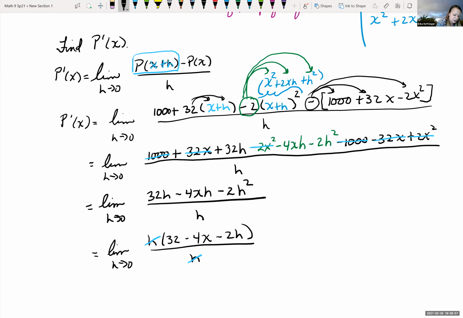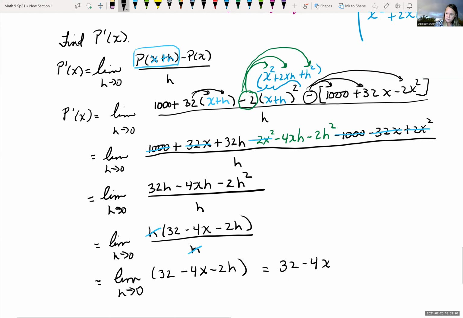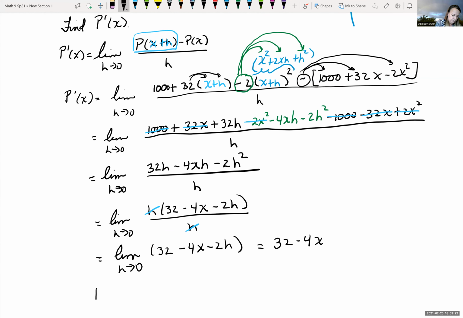If we did direct substitution, we will no longer get an indeterminate form. So go in and plug in 0 wherever you see an h. So we'd be left with 32 minus 4x minus 2 times 0, which is 0. So we just found the derivative function. P prime of x is 32 minus 4x.